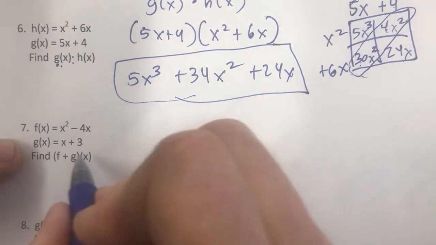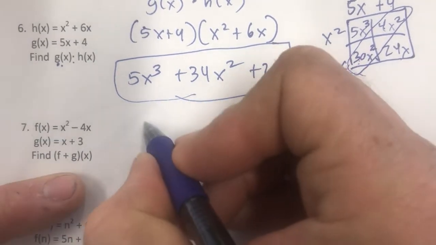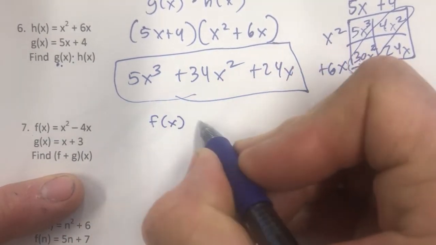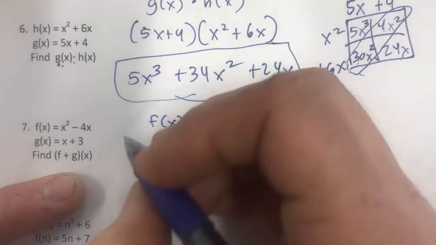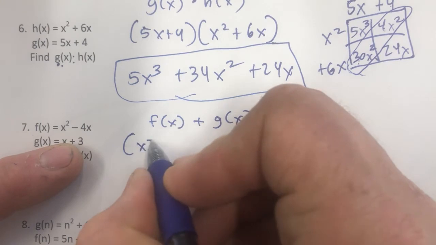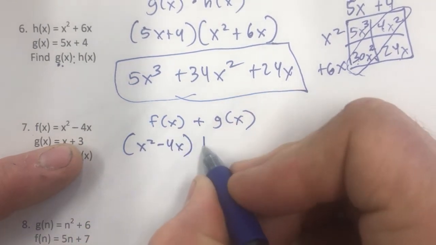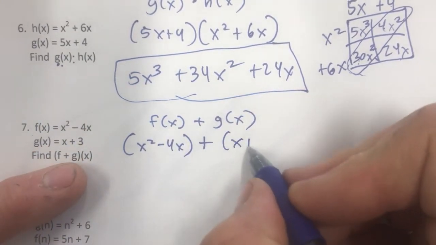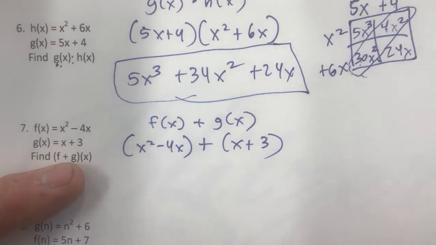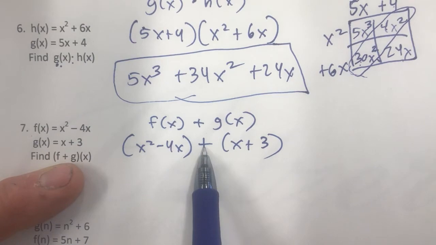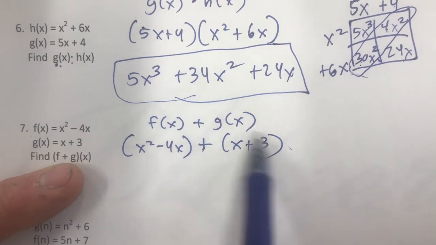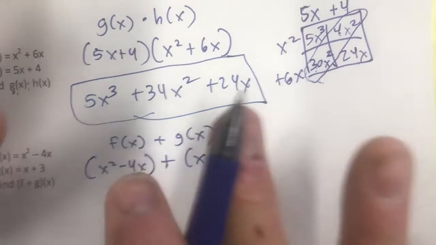All right, f of x, g of x. Now find f plus g of x. So that's, again, going to be f of x plus g of x. All right, f of x is x squared minus 4x. G of x is x plus 3. So we're going to add these together. Well, we don't have to do any changing because it's plus. If it's a minus is when you change them, so we're good here.